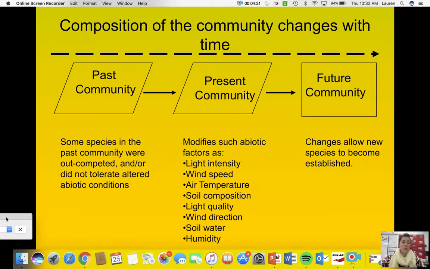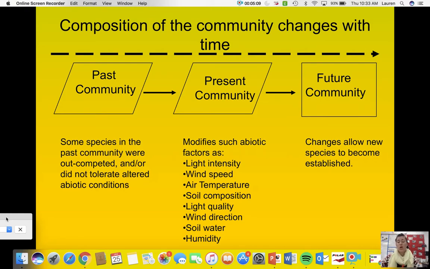I think what I was talking about before I had to pause the video was how abiotic factors affect the present community. If we look at this list of abiotic factors, you can see that there are no organic or any type of living factors. But all of these factors are going to be important in the survival of biotic organisms. Light intensity, wind speed, air temperature, soil composition, all of those are going to be really important in determining what organisms are going to be able to survive in the future community.